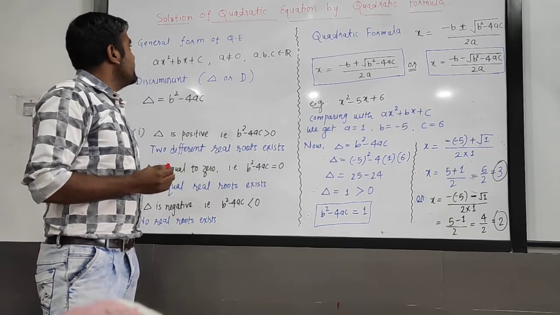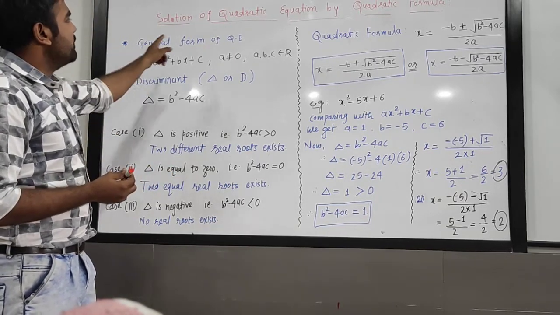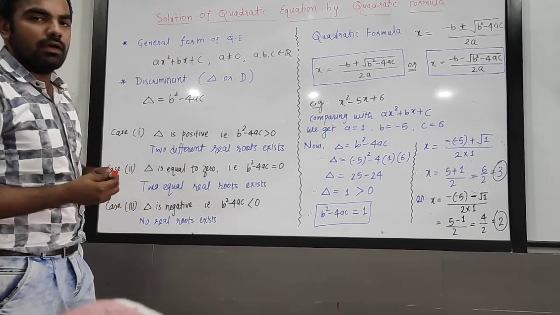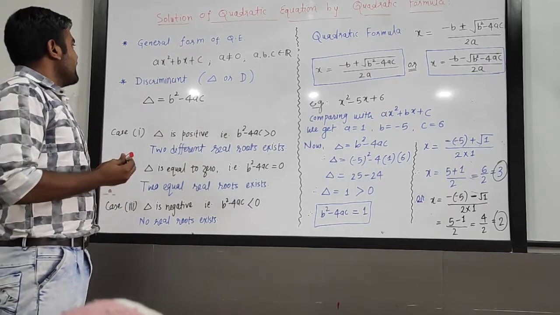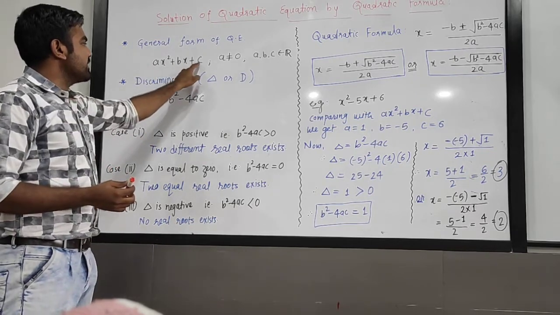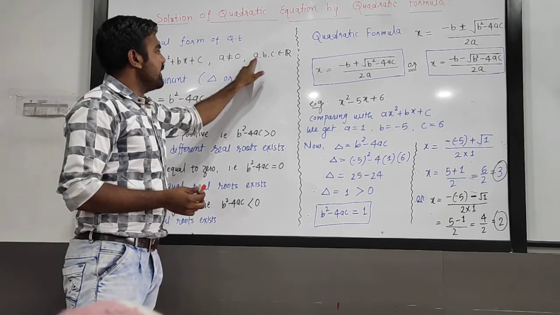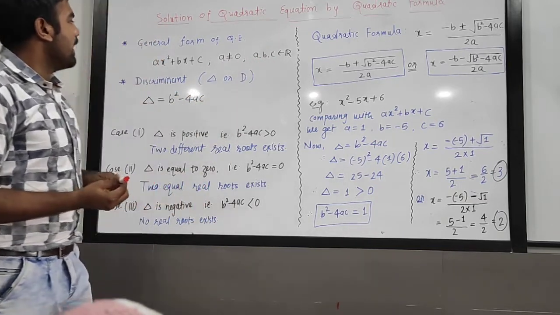Today we are going to discuss one topic from class 10 Mathematics. The topic is solution of quadratic equation by quadratic formula. Firstly, the general form of quadratic equation is ax square plus bx plus c, where a is not equal to 0 and all the a, b, c belong to R.